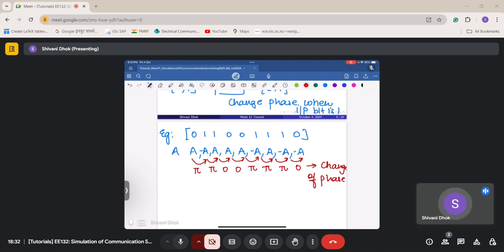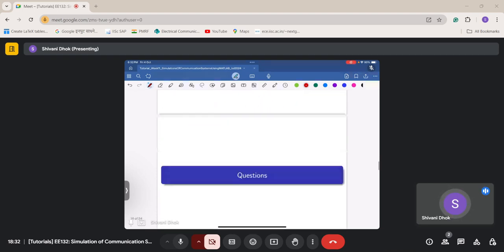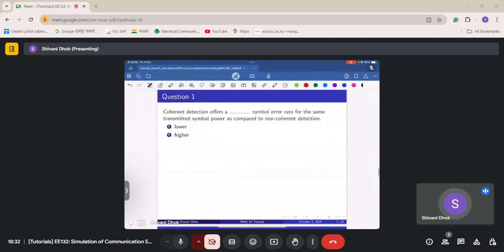We saw how to decode this as well. I won't go into its details. If you have any questions, then please let me know. Otherwise, I'll move on to the questions that I have planned to cover today. So let's start with the first question.